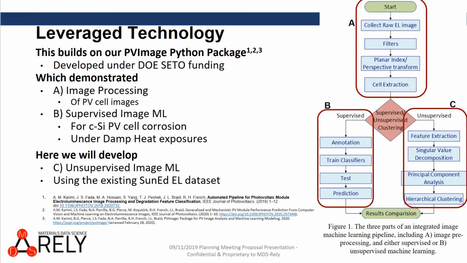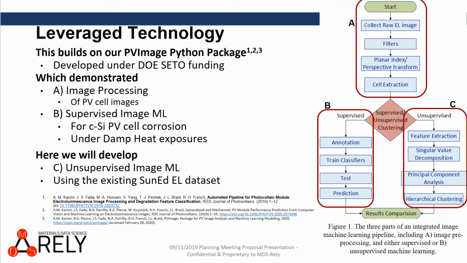So we'll be leveraging the technology that was developed under DOE CETO funding, and this will build on this PV image Python package. And what this has is really three parts. This is an image processing part A, and we already have code for part B, which is the supervised image machine learning, which means that a person first has to sort and characterize the images ahead of time so that the machine can learn what we're looking for.